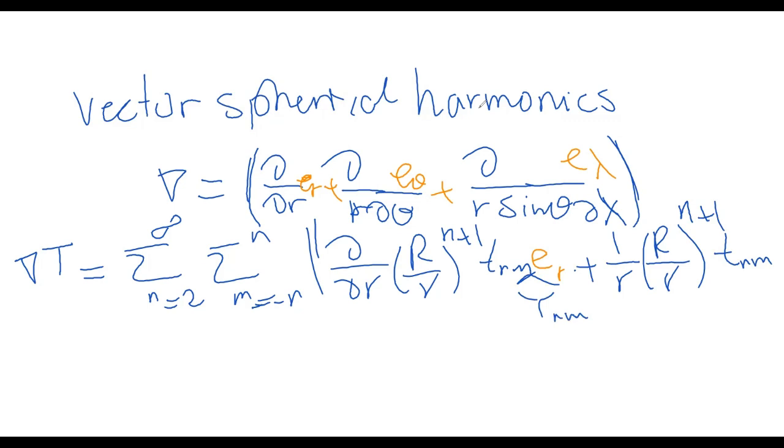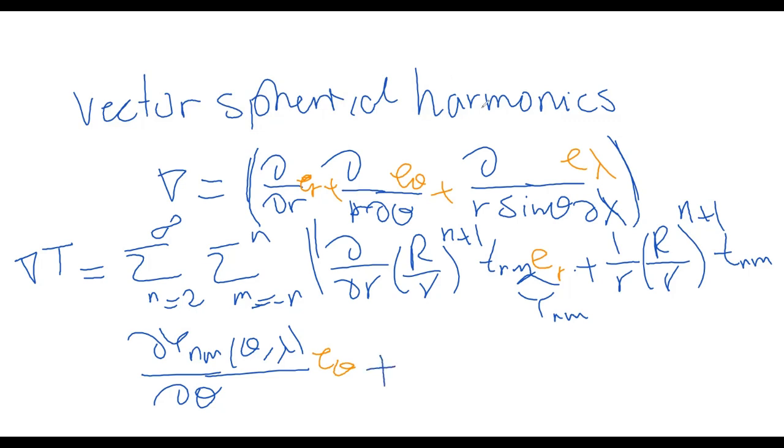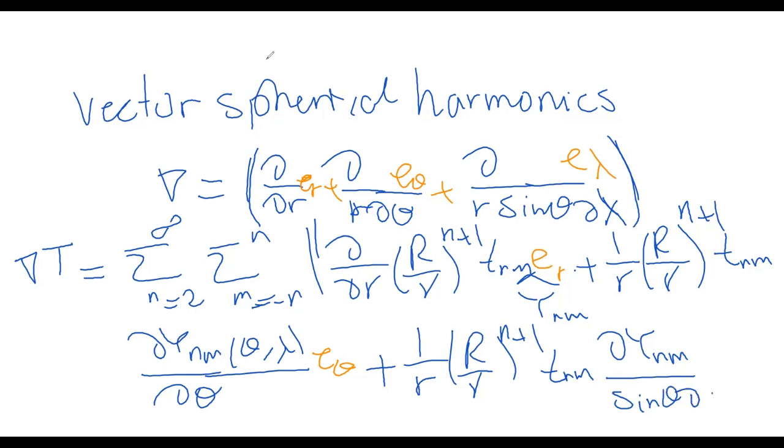Y and m here. The derivative with respect to theta, e theta, plus, sorry, 1 over r, n plus 1, T and m, derivative with respect to lambda over sine theta, and e lambda. So this is a spherical harmonic expansion of the gradient of the gravity potential, the gravity disturbance.